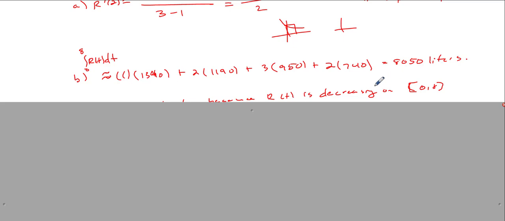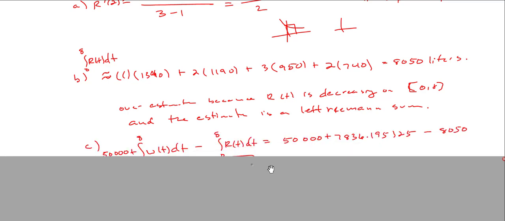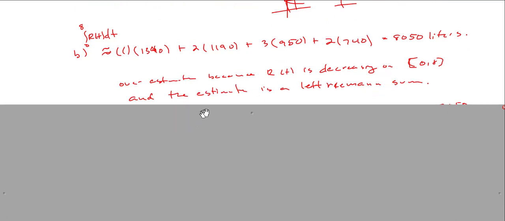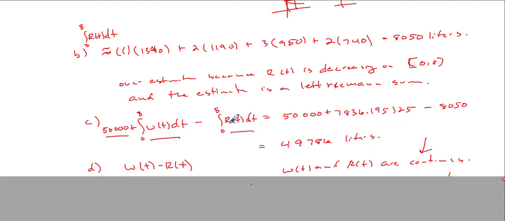Now they're asking, is it an overestimate or underestimate? Well, this is an overestimate because R of t is decreasing. They told us that on this closed interval. And the estimate is a left Riemann sum. So a left Riemann sum on a decreasing function is an overestimate. Okay? Questions on that? All right. You would have gotten 2 points even if you got the overestimate part wrong. So we're already at 4, which is good.